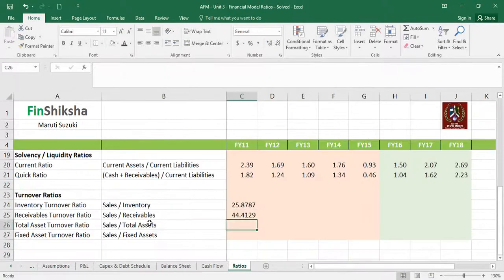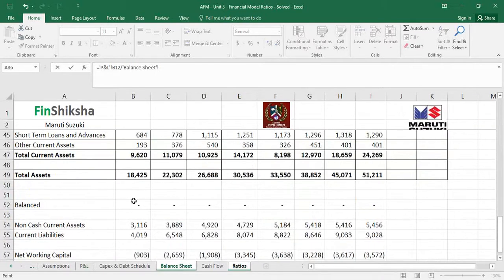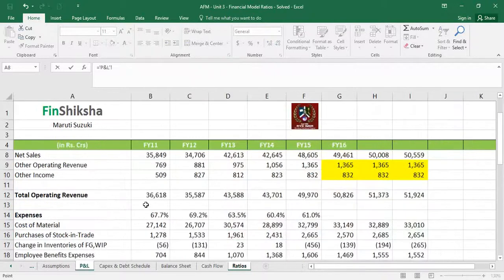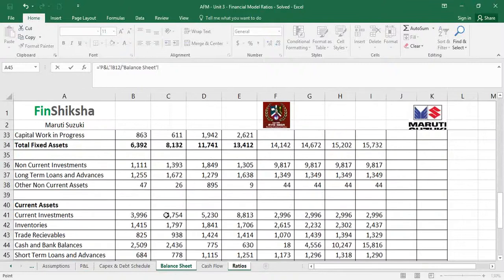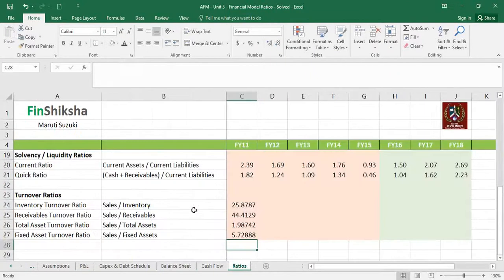next one. Then total asset turnover ratio is my total operating revenue divided by my total assets on the balance sheet. And fixed asset turnover ratio is my sales operating revenue divided by the amount of fixed asset that the company has. So total fixed assets here that we see, right? And based on these, we get our numbers.